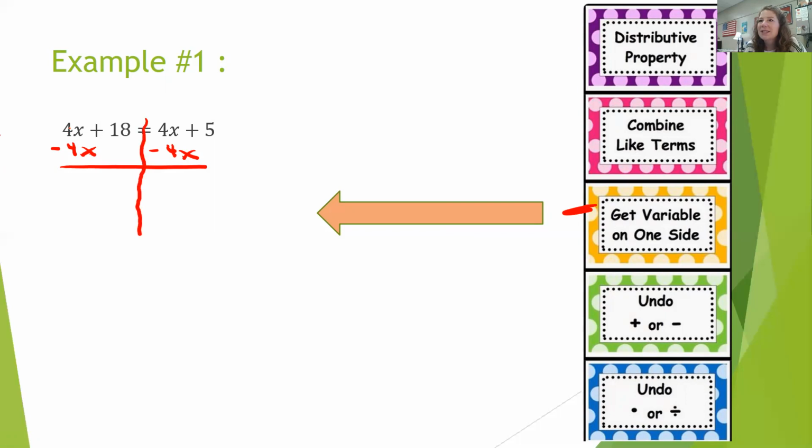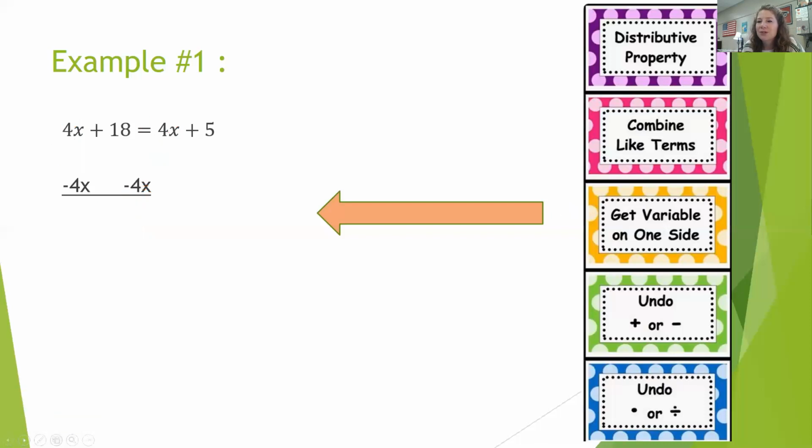All right, so what happens? So 4x minus 4x is 0. So what are we left with? We're left with 18 is equal to 5. Well, is that true? If someone owes you $18, would you accept 5 and say, okay, we're good? No, you would not. So those numbers are not the same. So in other words, there is no solution to this equation. There's no number I could plug in for x and make this equation true.